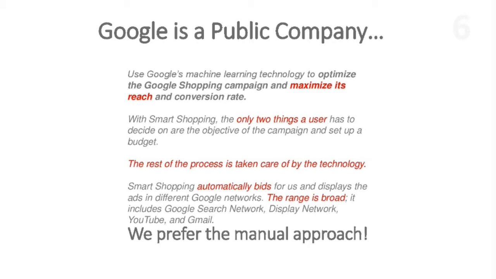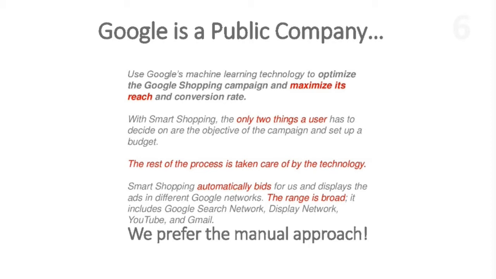Next section: Smart Shopping automatically bids for us, the advertiser, and displays the ads in different Google networks. The range is broad. Broad is not good when it comes to targeted advertising. You don't want a shotgun approach, you want a sniper rifle approach. It includes the Google Search Network, the Display Network, YouTube, and Gmail.